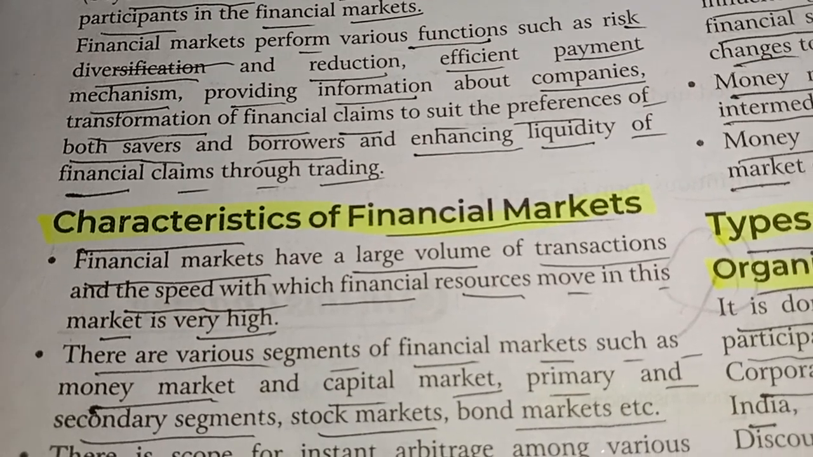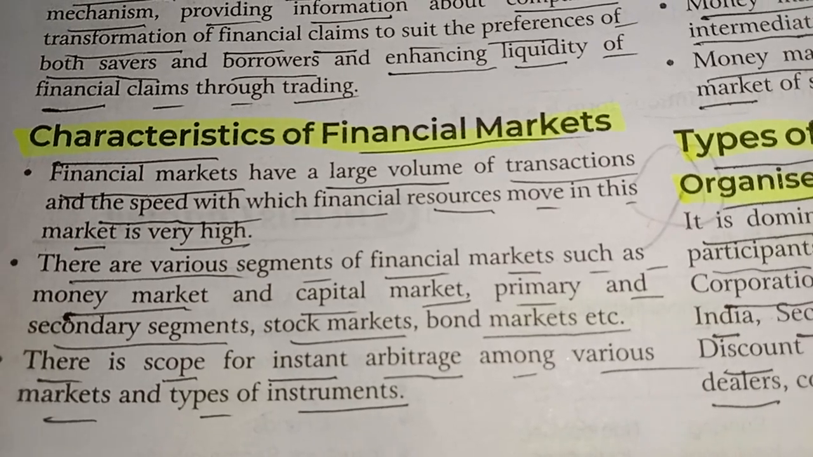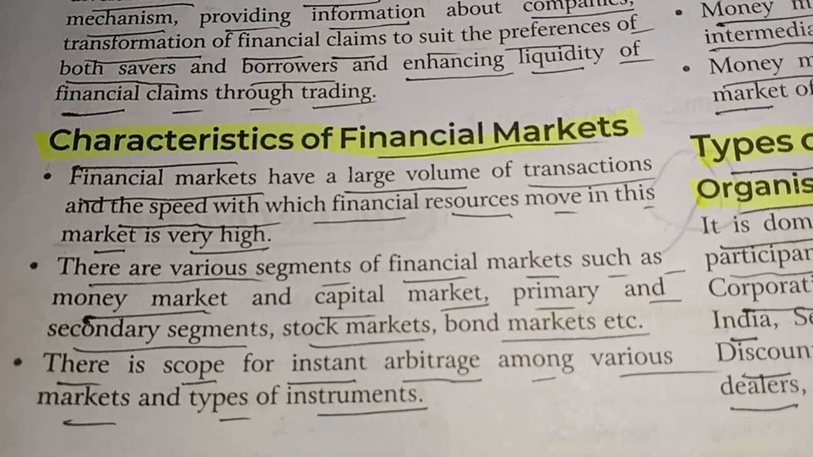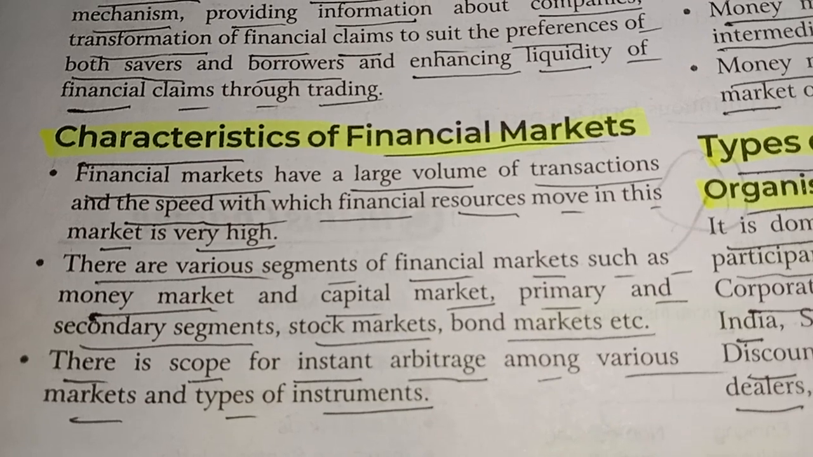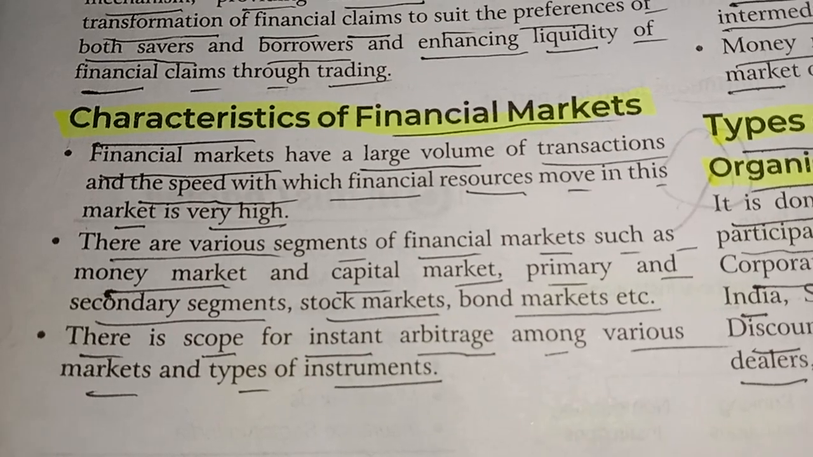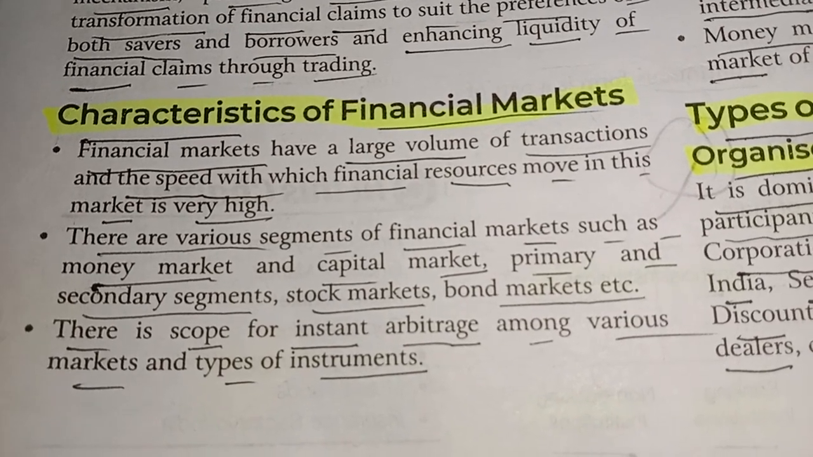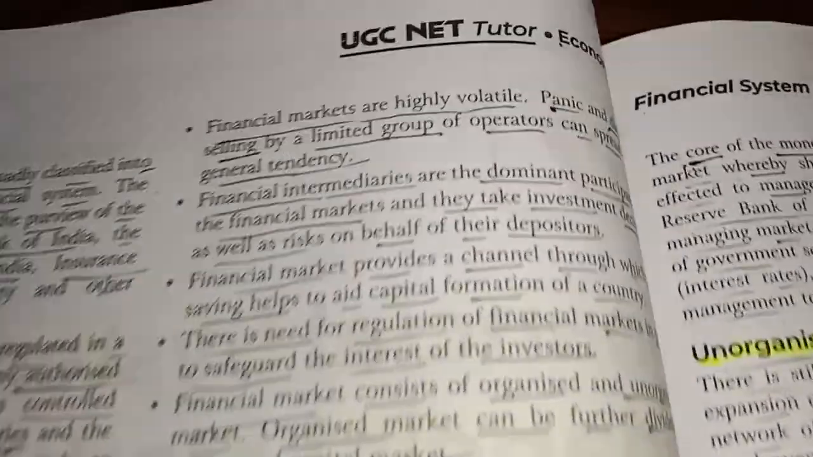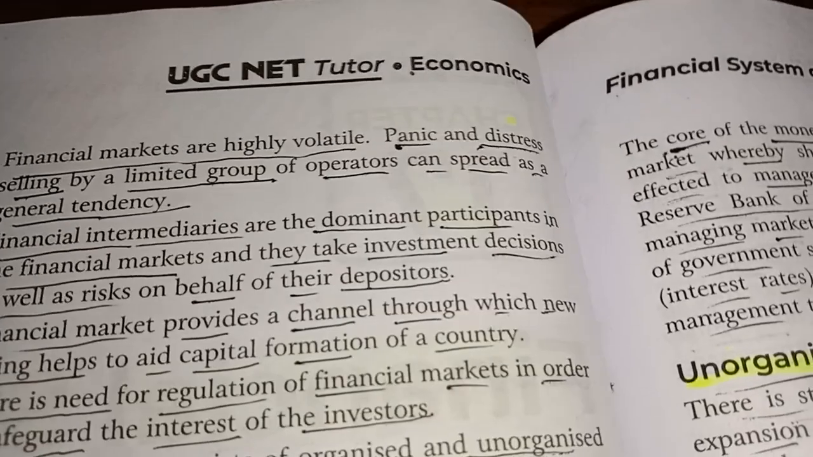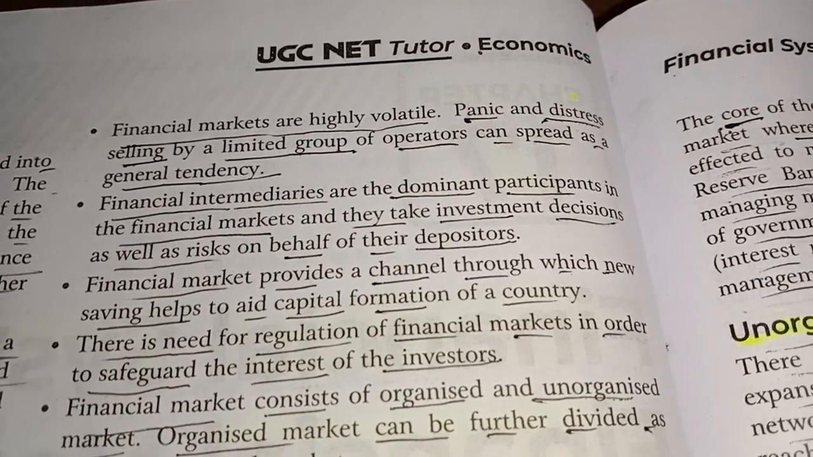Characteristics of financial markets. Financial markets have a large volume of transactions, and the speed with which financial resources move in this market is very high. There are various segments of financial markets such as money market and capital market, primary and secondary segments, stock markets, bond markets, etc. There is scope for instant arbitrage among various markets and types of instruments. Financial markets are highly volatile. Panic and distress selling by a limited group of operators can spread as a general tendency.